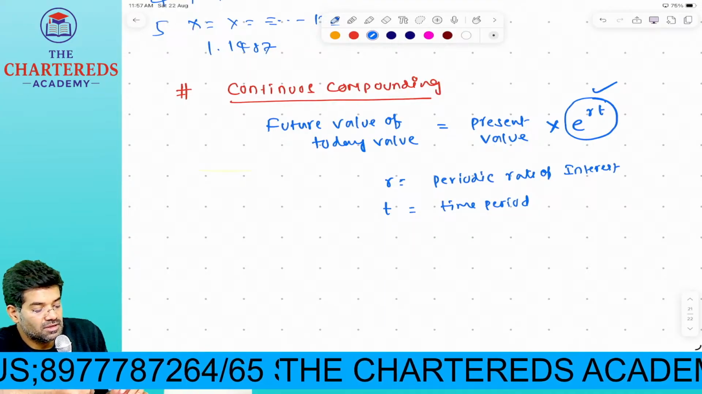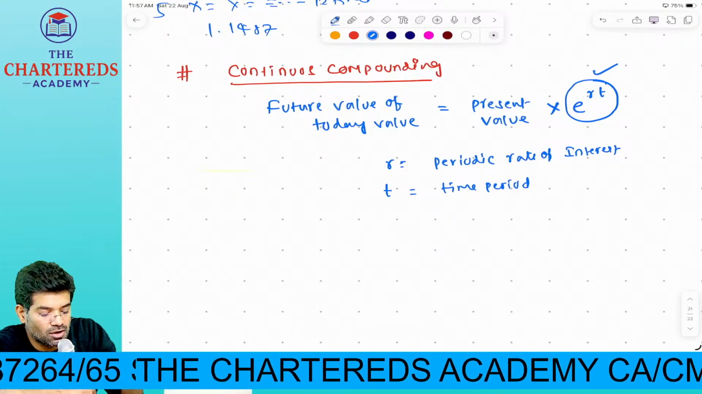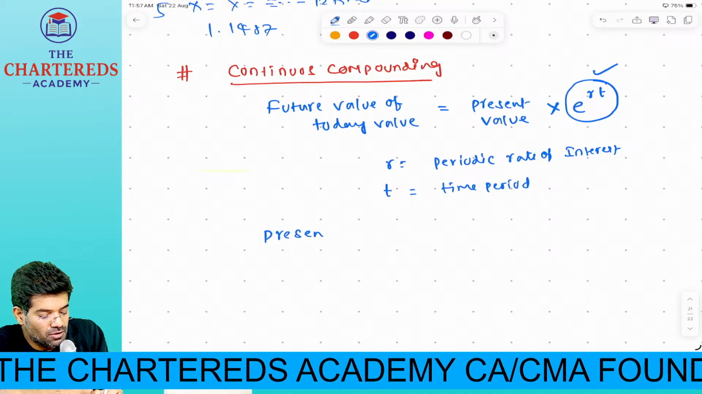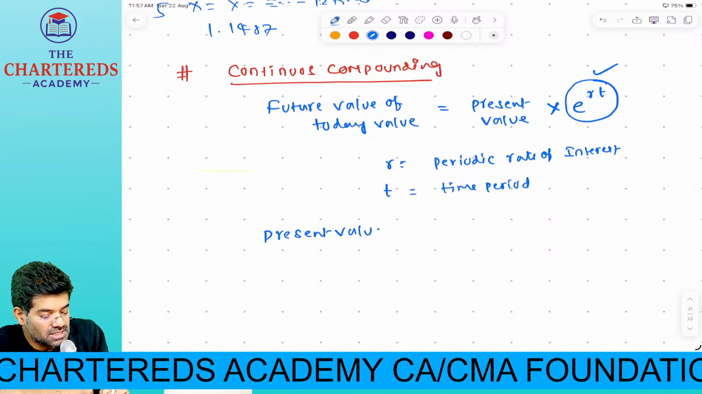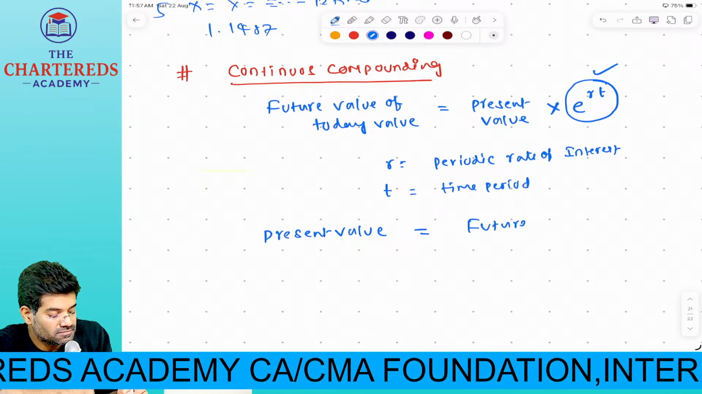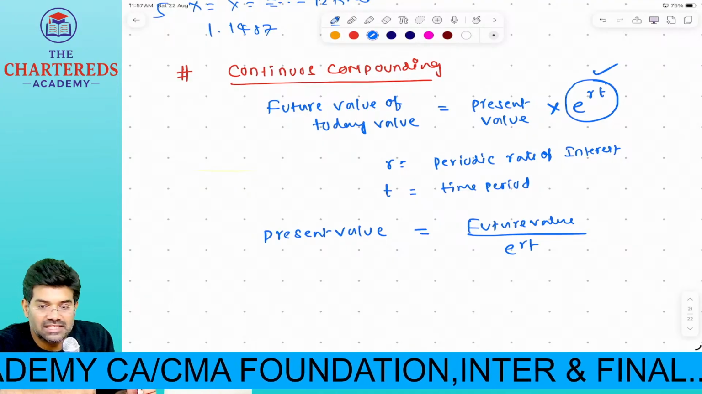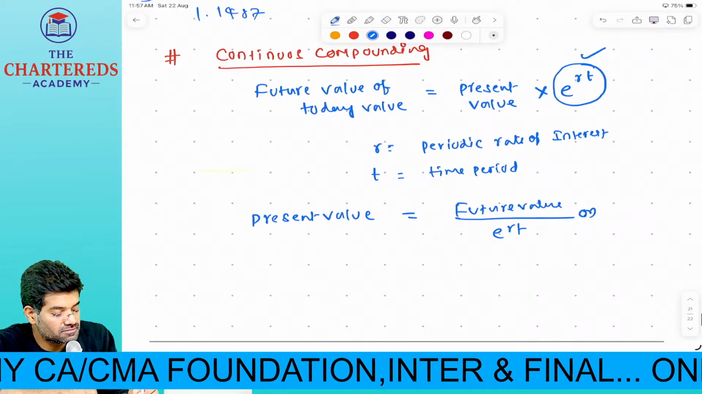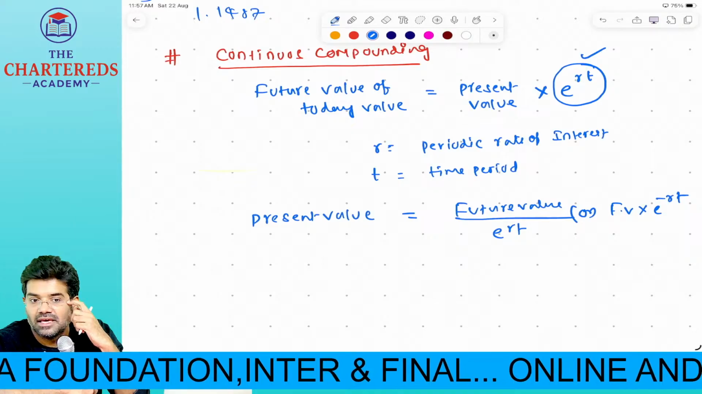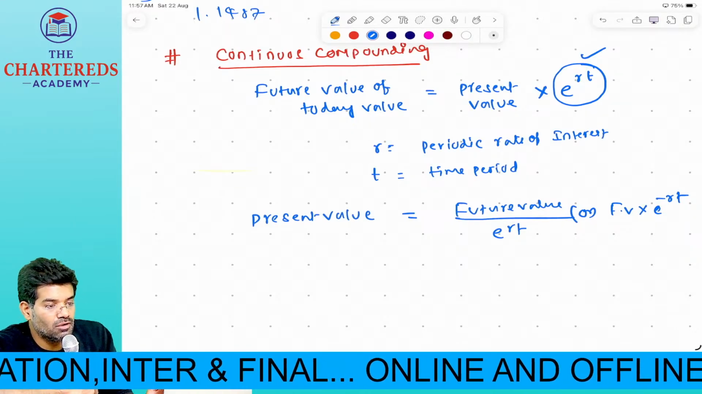Right? Now, if you want to get present value of future value in case of continuous compounding, how do you get present value? Future value divided by e power rt. In this manner you can write, or future value into e power minus rt. In this manner also you can write. So this is applicable only for final level.